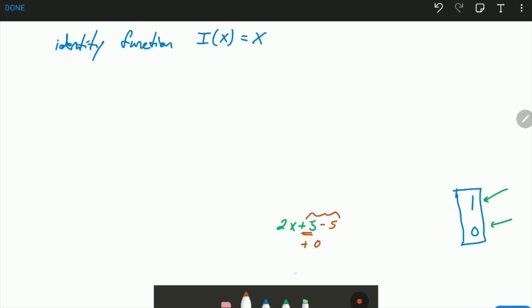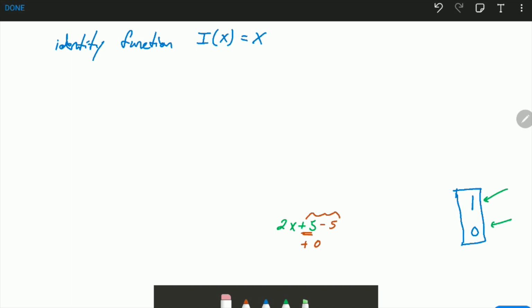Well, adding 0 doesn't do anything, and that's what makes it the identity. It doesn't change the actual value. Just like x, this identity function doesn't change what happens to x. It just stays x. It doesn't do anything to it. Same thing with 0. Adding 0 doesn't change the value of an expression. That's what makes it the identity.